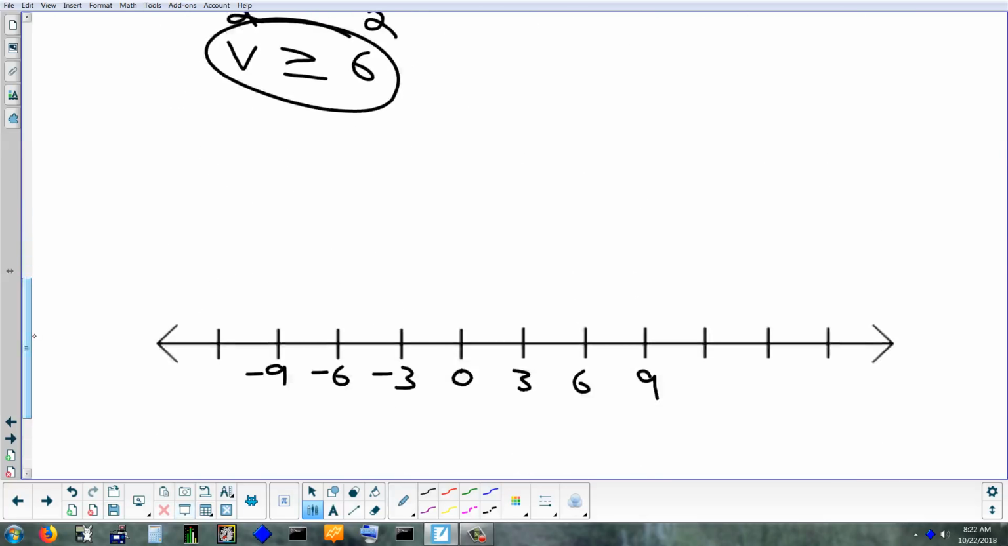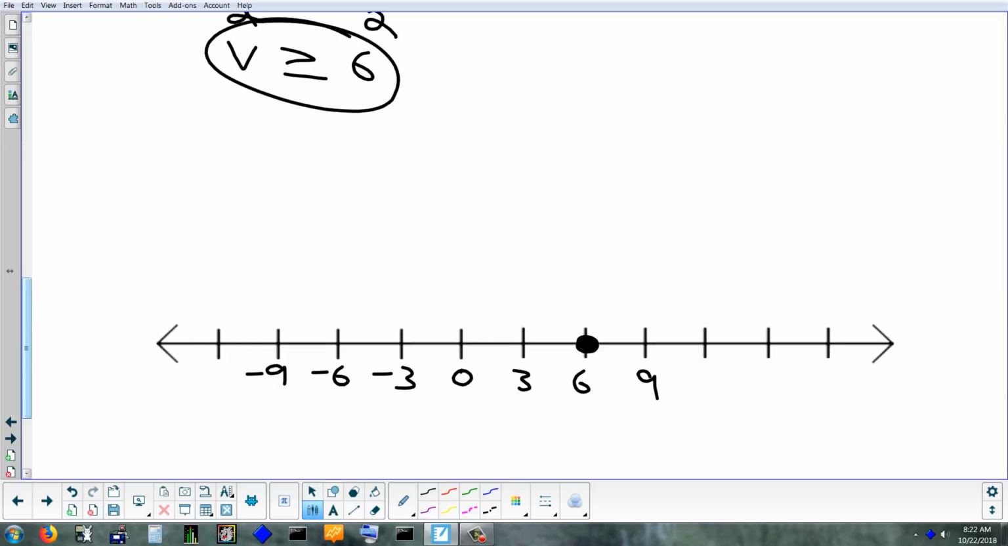All right. What kind of circle on 6? Open or closed? Closed. How do you know that? Because it has a line under it. Yeah. If it's got the line under it, think of that line as it's got an extra thing under the symbol. So you've got to take the extra step and fill in the circle.